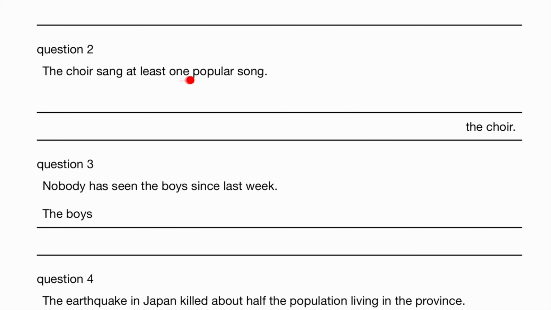The choir sang at least one popular song. Sang in the past tense. So what is the answer here? So at least one popular song was sung by the choir. Now, past participles when it comes to passive active voice, very, very important. What do I mean? Was sung. Do not write was sang. Sang is in the past tense. Sung is the past participle that we should use here.